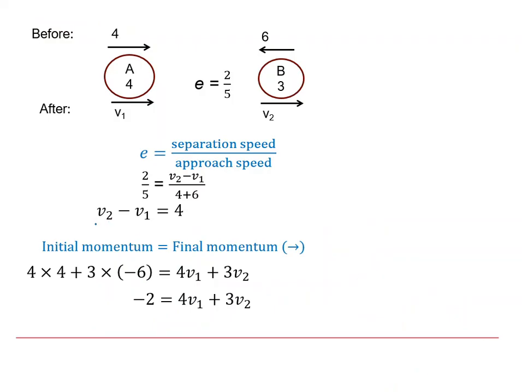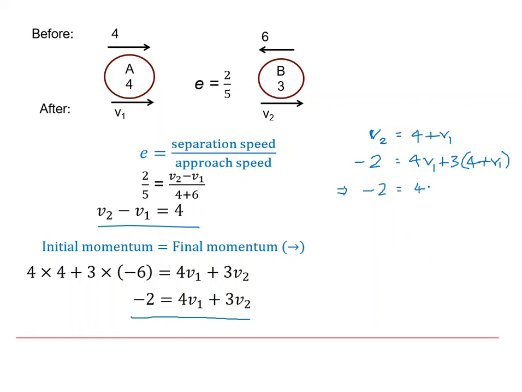So there we are, our two equations. There's the first one and there's the second one. If we take the first one and rearrange it to get v2 is equal to 4 plus v1, and then substitute it in the second one, it will be minus 2 is equal to 4v1 plus 3 times 4 plus v1, and then we can solve that to get minus 2 is equal to 4v1 plus 12 plus 3v1, which will then tell us that minus 14 is equal to 7v1.